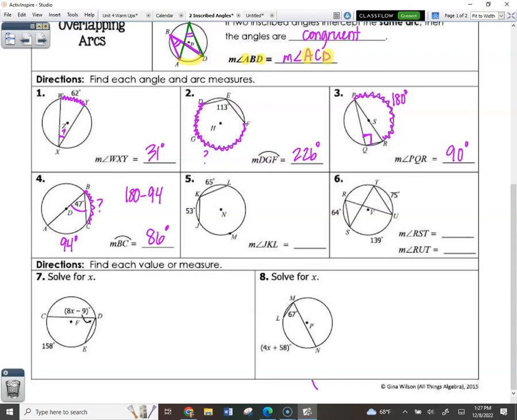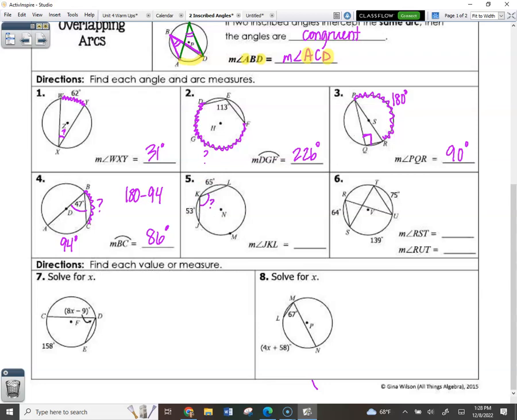There you go. All right, let's do the next one. Angle JKL. J to K to L. So this is my goal.